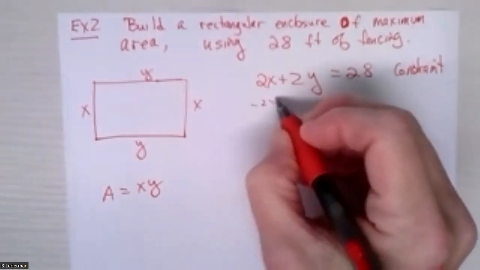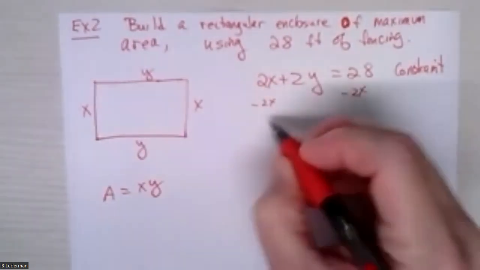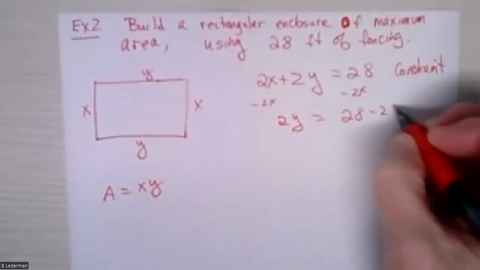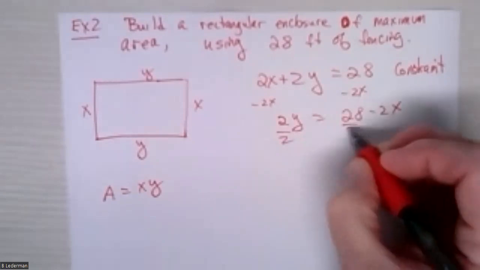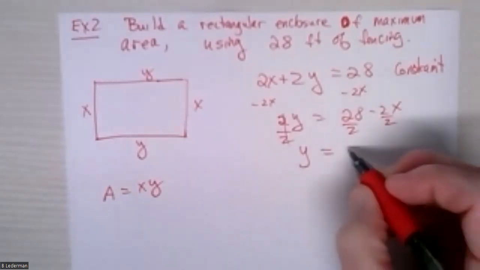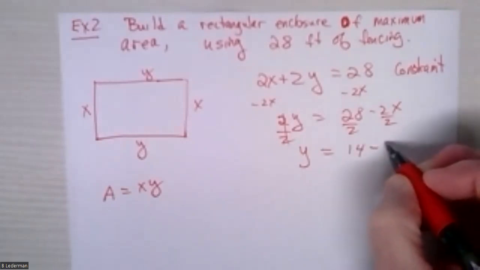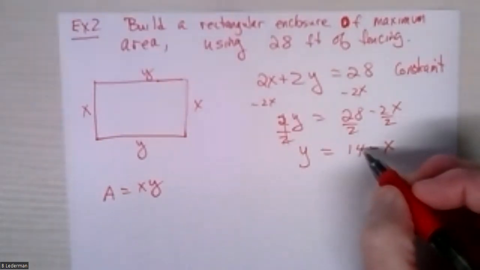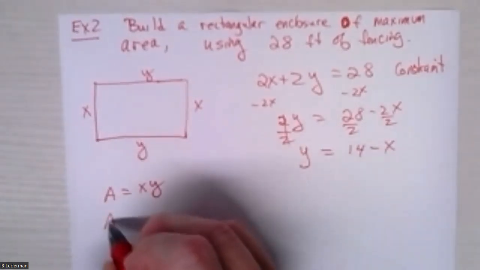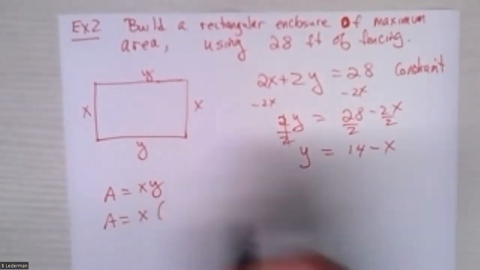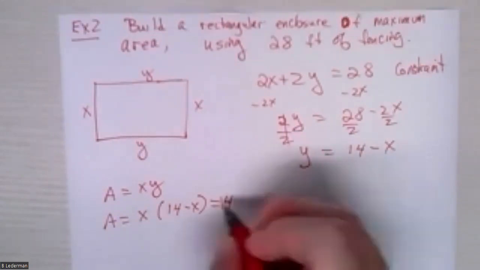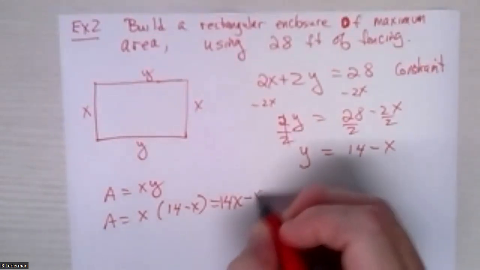So I'm going to subtract 2x from each side. And I get 2y equals 28 minus 2x. And I divide both sides by 2. And I get y equals 14 minus x. So I'm going to take this 14 minus x, and substitute in for this y. So A is equal to x times (14 minus x). And of course, that equals 14x minus x squared.